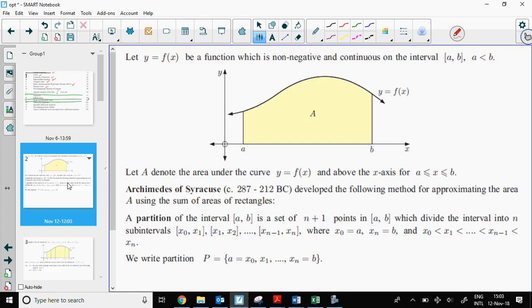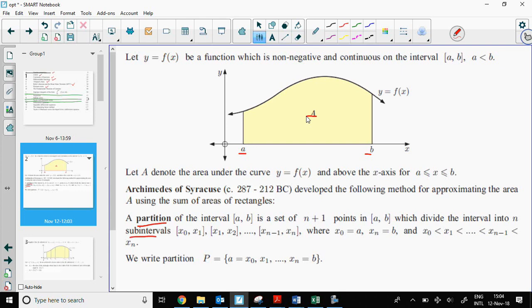So let's go. We've got some curve, f of x. There's an area underneath the curve, which we're calling capital A, and we're only looking in between two particular x values called a and b. What we're going to do is partition the interval.